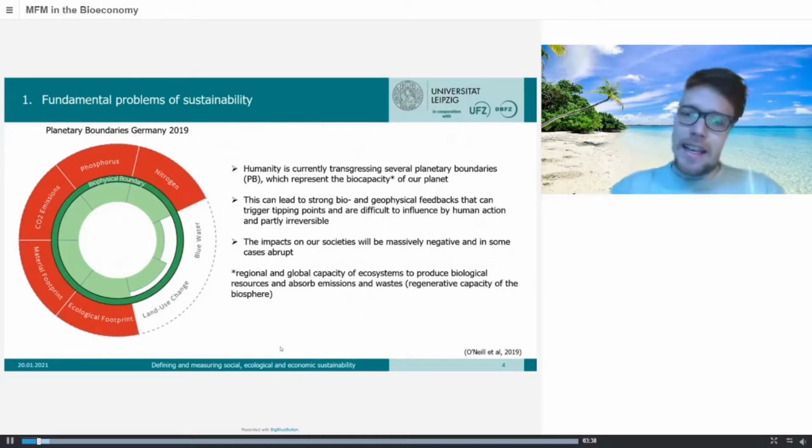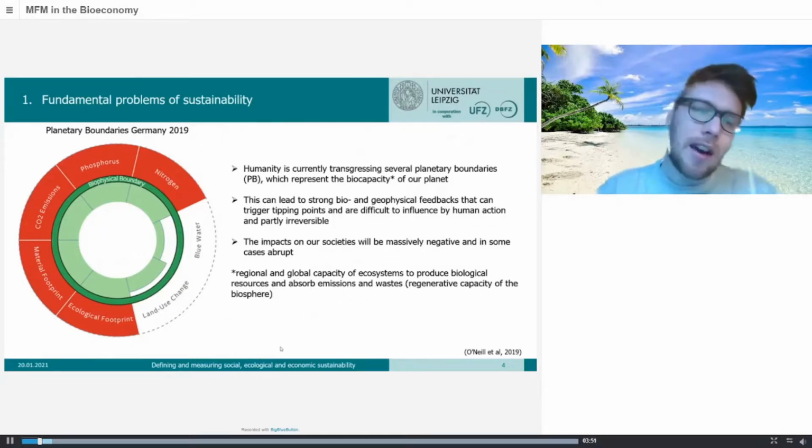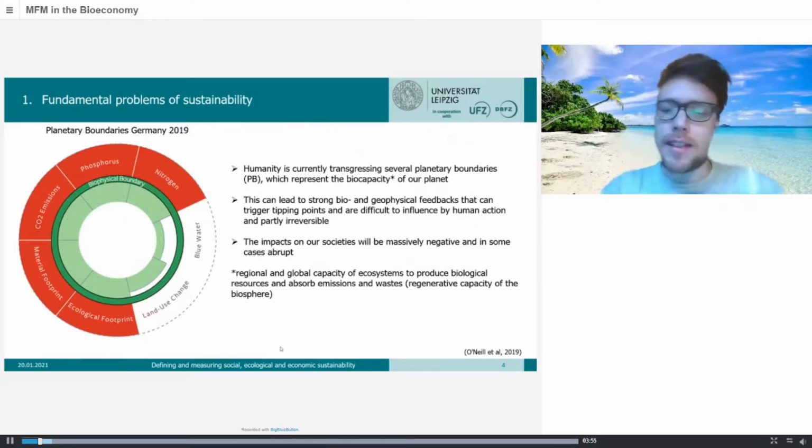And the impacts which transgressing planetary boundaries will have on our societies will be massively negative, and in some cases abrupt, and that's for sure. So it's uncertain how it looks when we are transgressing those biophysical boundaries, but the impacts of transgressing those boundaries are very negative, and we should do everything we can to not transgress them, that's for sure.